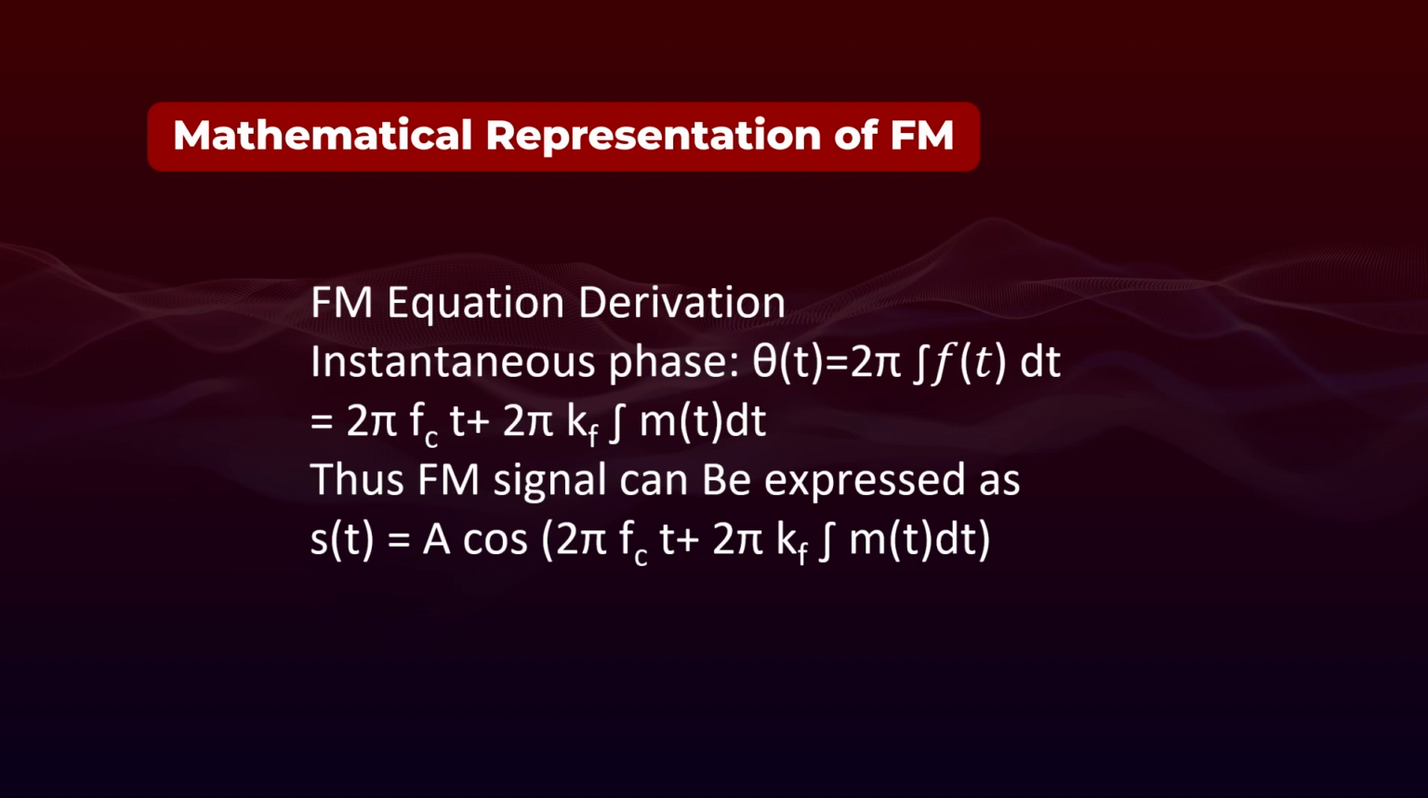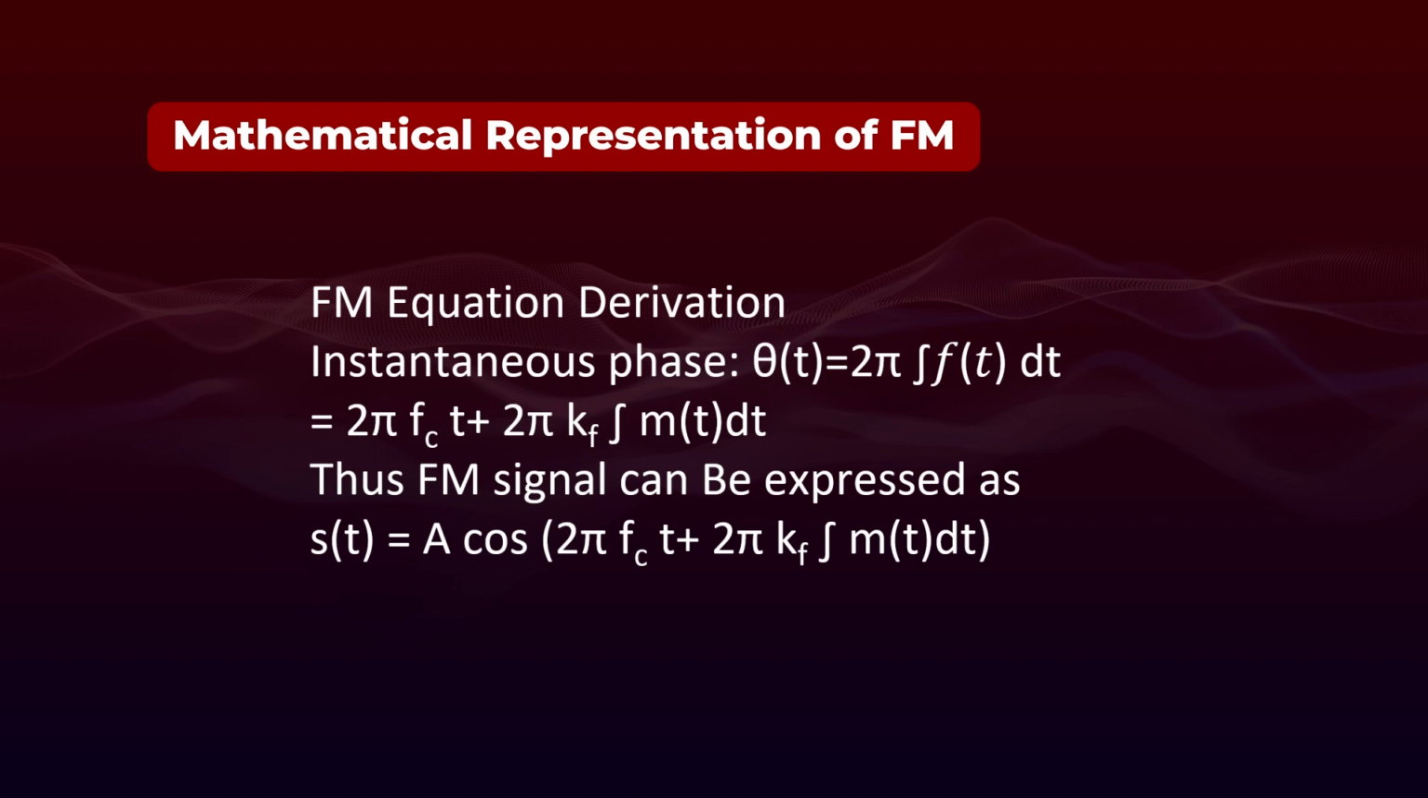This equation shows that the phase of the carrier wave is modulated by the integral of the modulating signal. The term 2 pi kf integral m of t dt represents the phase deviation, which is directly proportional to the amplitude of the modulating signal.